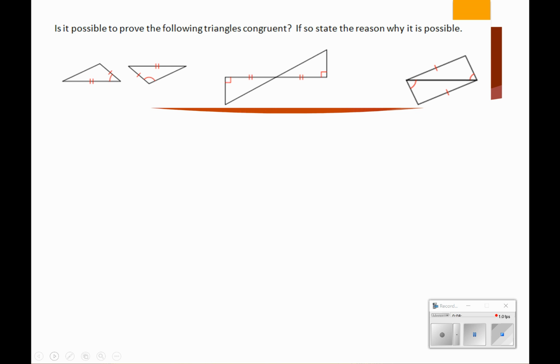Well, I've got a side, an angle, and a side. I've got a side and an angle. So these I cannot prove are congruent. For this, I've got vertical angles are congruent. So I've got an angle, a side, and an angle. An angle, a side, and an angle. So we can by angle, side, angle.